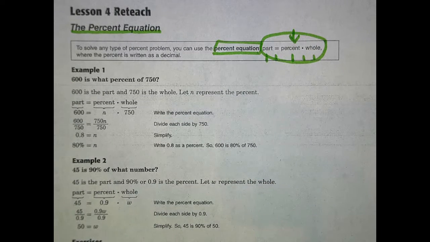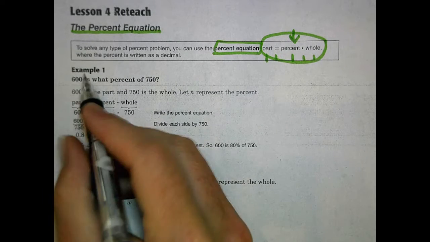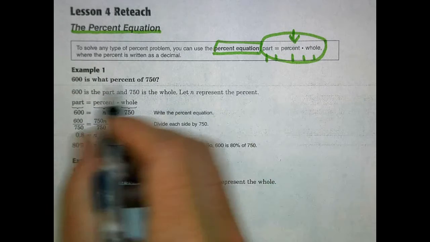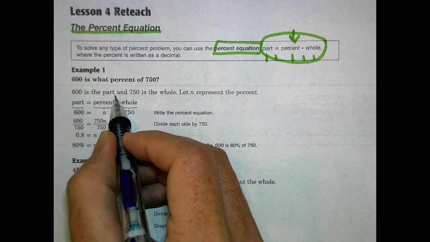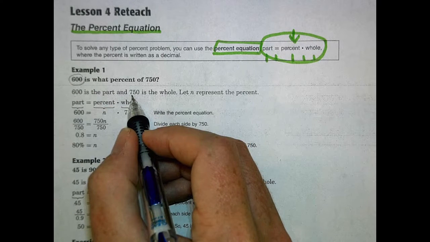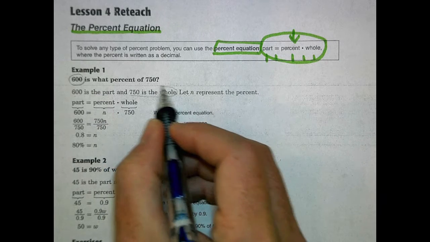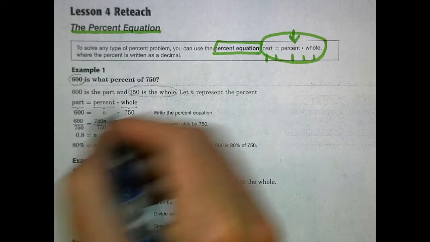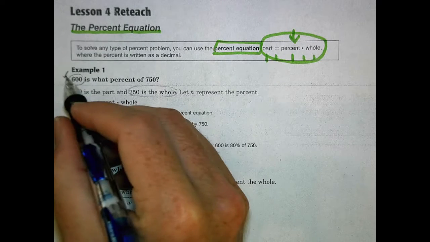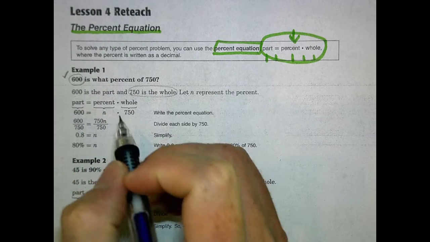Let me show you a couple of ways that I like to look at this. First, I'll do the book way. The book shows an example: 600 is what percent of 750? It says 600 is the part and 750 is the whole. So you have 750 and you want to know what part of the 750, 600, what's that percentage going to be?